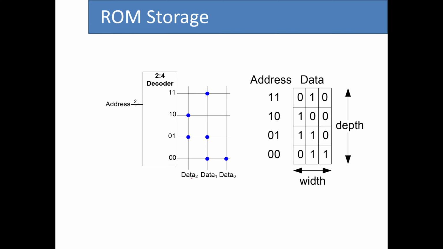So for example, for data 2, which is this bit, we have a dot in the second row and the third row, corresponding to address 10 and 01. For data 1, we have 3 dots corresponding to the first row, the third row, and the fourth row, or corresponding to address bit 00, address bit 01, and finally address bit 11. And finally for data 0, we have only 1 bit, and that corresponds to address bit 00. So that's why we put a 0 here.